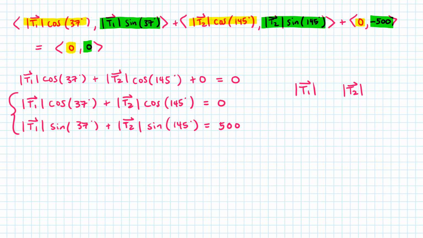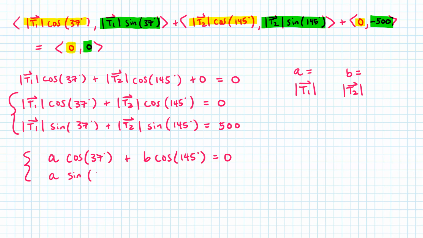And to make this more digestible, if it helps you, you could always make the substitution and say that the magnitude of T1, let's call it A, and the magnitude of T2, let's call that B. So something that might look a little bit more familiar to you is we have A times cosine of 37 degrees plus B times cosine of 145 degrees is equal to 0. And then we have A times sine of 37 degrees plus B times sine of 145 degrees is equal to 500.